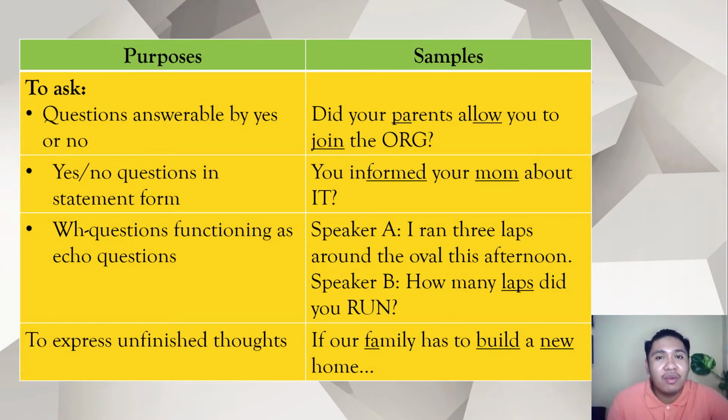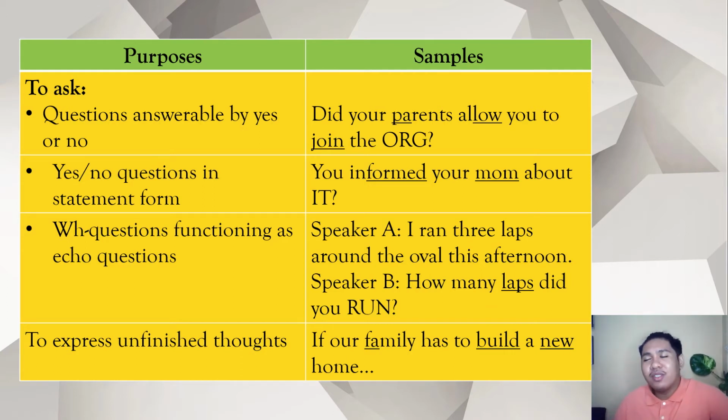Number one, you use the rising intonation when asking questions answerable by yes or no. Look at the samples. Here, did your parents allow you to join the org? Your intonation should rise at the end of the utterance. Another, you use it when asking yes-no questions in statement form. Here, inform your mom about it. Inform your mom about it. You see, it rises towards the end.